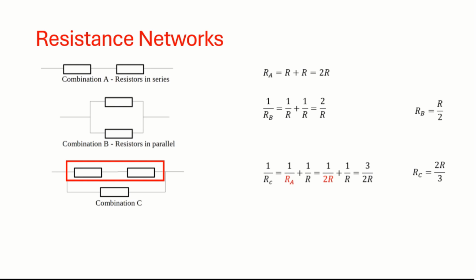So just take a second to work out what we've done there. Just to repeat, we've treated that top line as a series combination. We know the resistances are identical, so their total resistance is 2R, and then we can calculate the total resistance of that parallel combination. Okay, let's have a look at combination D now.